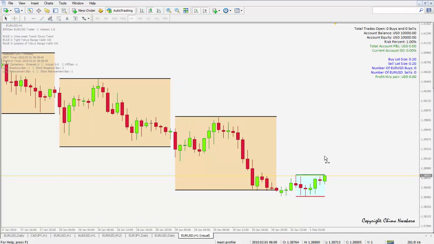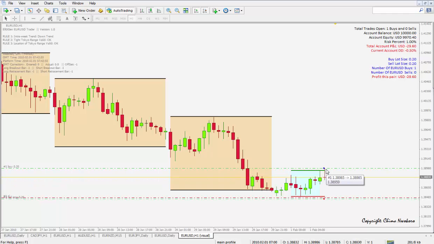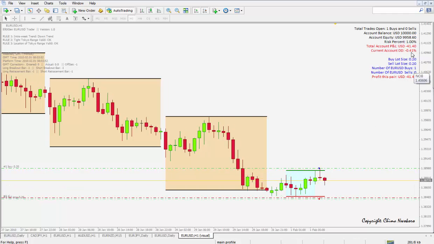So that's the last bar. The buy stop and the sell stop opens. The EA has entered a buy trade now. It says number of buys 1, and it's showing the current position of the trade.